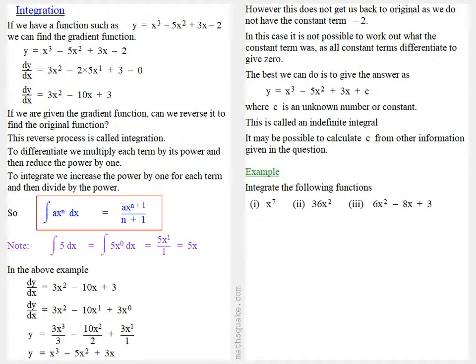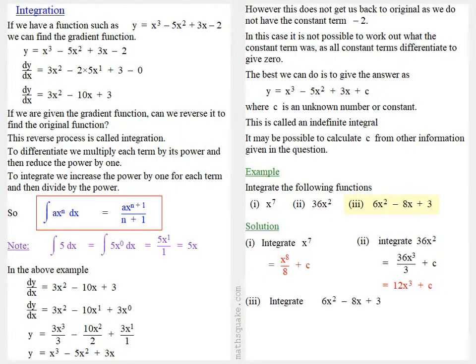Integrate the following functions. Now the first one, we've got x to the power 7. So if we integrate x to the power 7, we have x to the power 8 over 8. But whenever we do an integration, we must add on at the end a plus c in case there was a number which had been differentiated and disappeared. So in part 2, if we're asked to integrate 36x squared, that's 36x to the power 2, we have 36x to the power 3 over 3 plus c, which is equal to 12x cubed plus c.